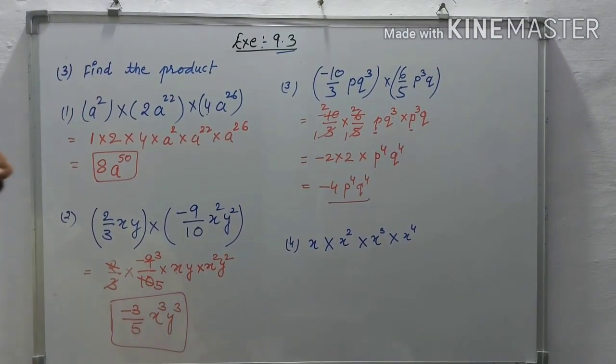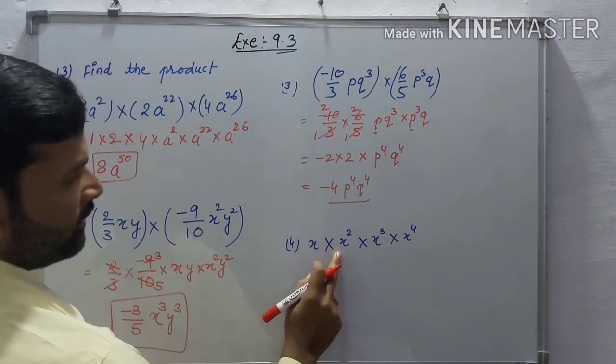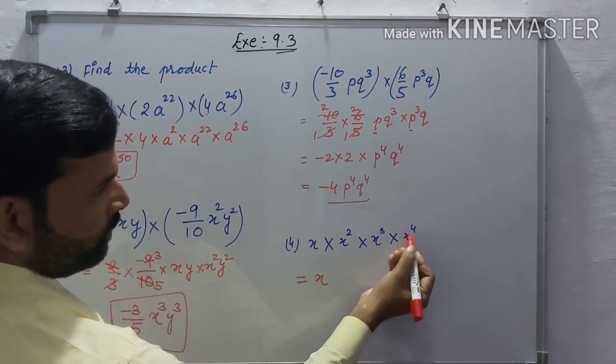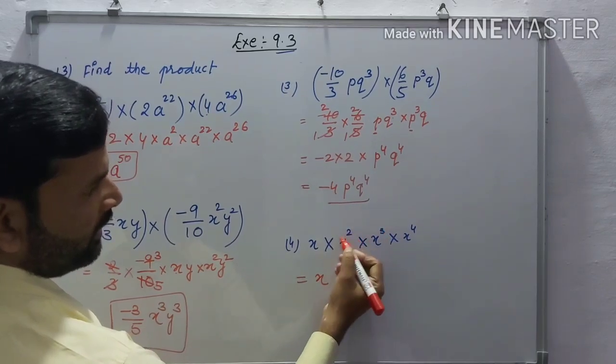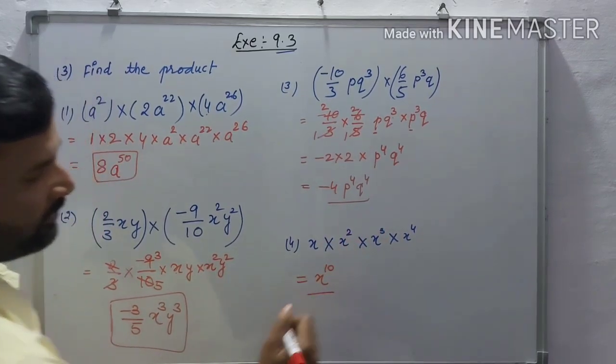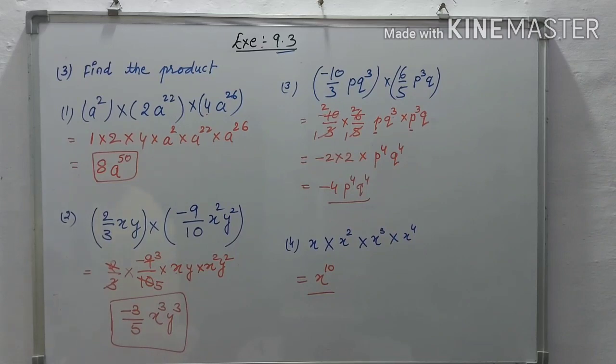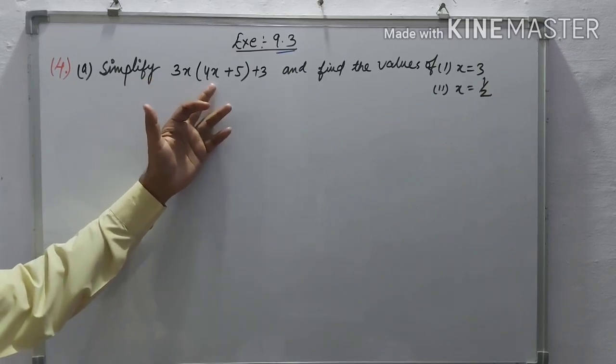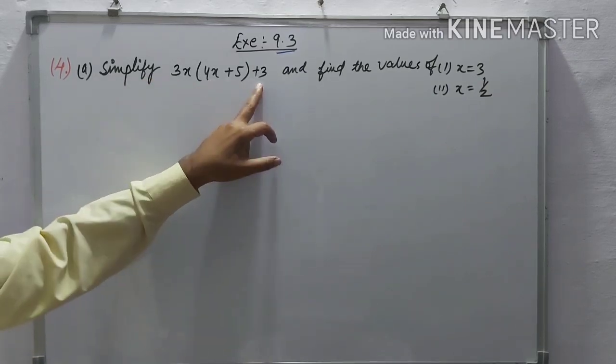Okay, here no any variable, that 1 1 1 1 is 1. So that x how many times? 4 5 6 7 8 9 and 10. So that the value is x power 10. Okay, first we will simplify 3x bracket 5 4x plus 5 and plus 3.